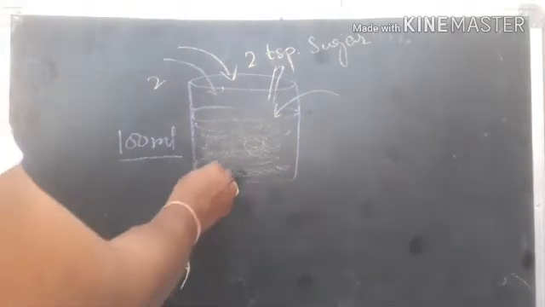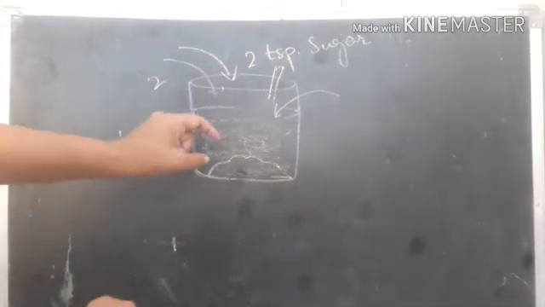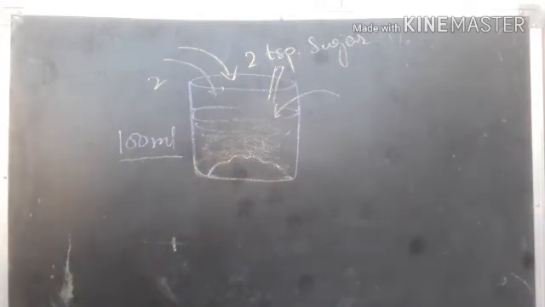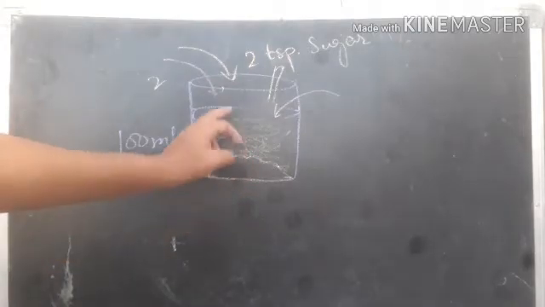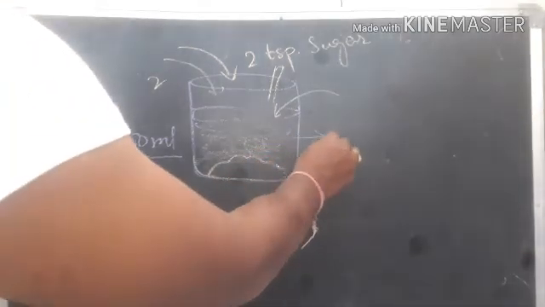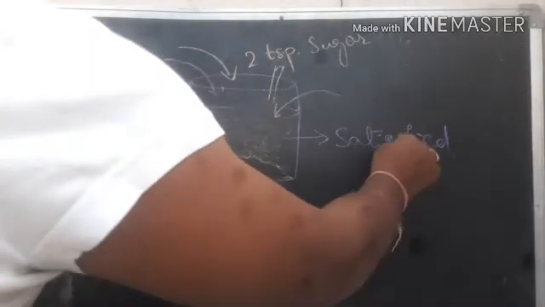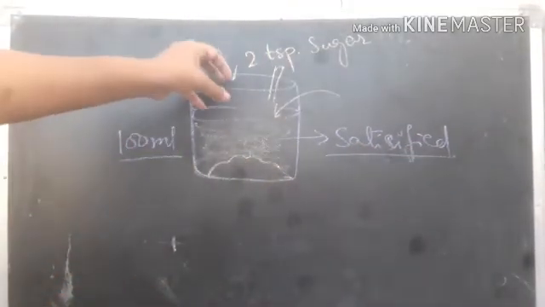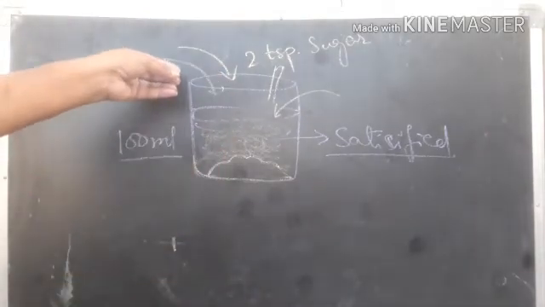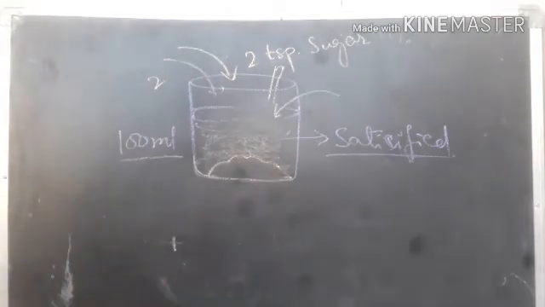And finally, when you add excessive sugar, then what happens? The sugar crystals remain here. No more sugar crystals are going to be dissolved in water. Why is it unable to dissolve the sugar crystals? Because the water is satisfied. The water is satisfied with whatever sugar you added, and you are adding extra sugar. When you are adding extra sugar, the liquid, the solvent, is not ready to dissolve the solute particles.